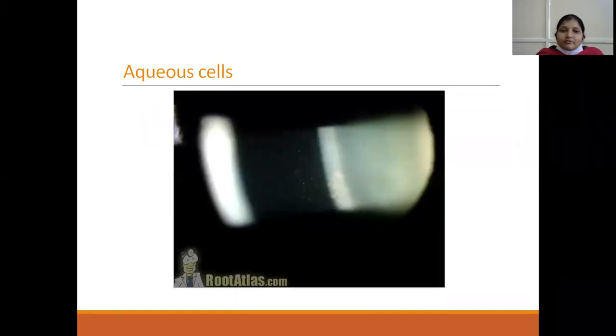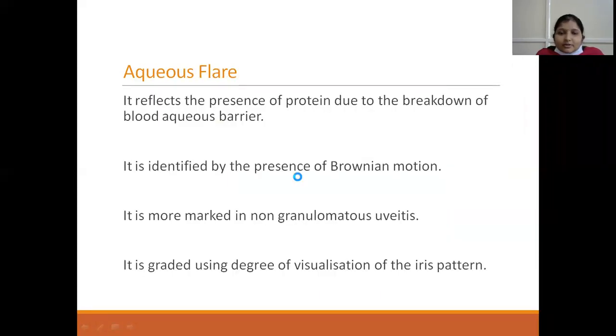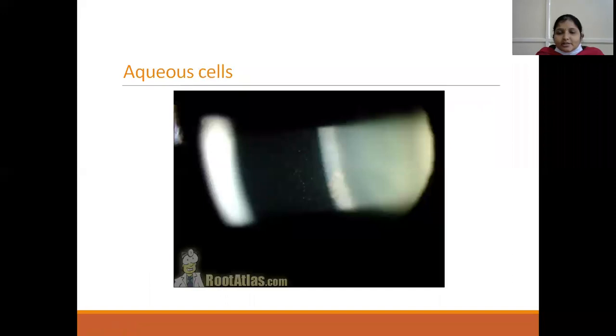So here we have placed a slit beam. It is 2 mm length and 1 mm width, and we have to place it obliquely onto the eye, and we have to concentrate in the anterior chamber. So this slit is on the cornea and this slit we see on the lens. So this gap is the anterior chamber. Here you can see small particles which are suspended in the anterior chamber. So this is aqueous cells.